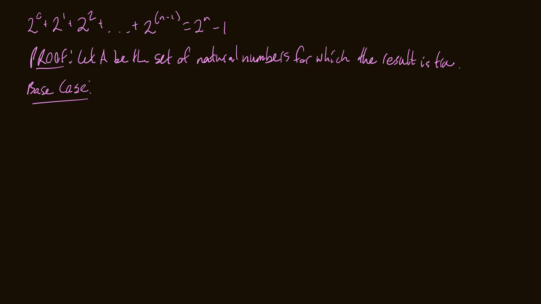Now, in this base case, again, we can't let n be 0 because look at this exponent. We're going to have a negative exponent. We're dealing with positive integers or 0. We're dealing with natural numbers. We can't have negatives. So, what we're going to do is show that 1 is in the set A.